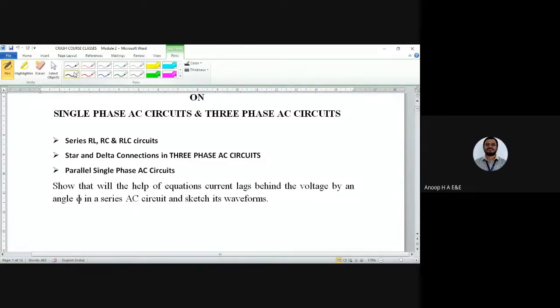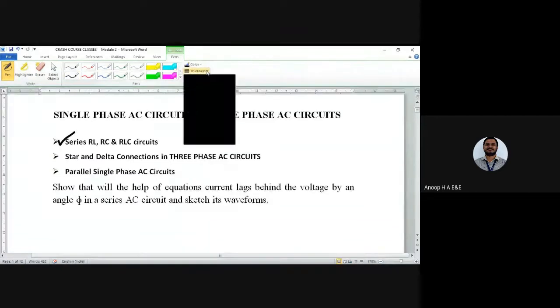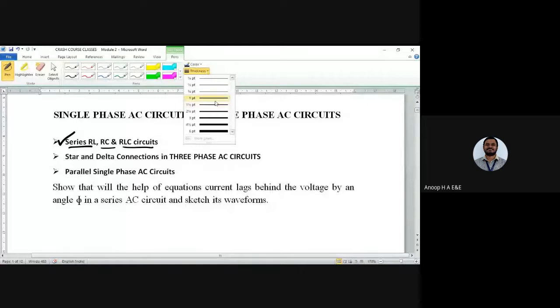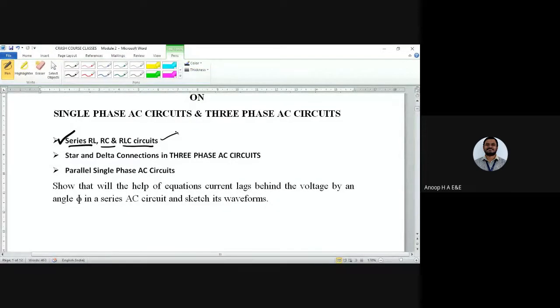Thank you. So what we are going to discuss in single phase and three phase AC circuits, I want you to make a note of it, because 95% of the problems that will occur in your semester end examination will be from the series circuits, that is series RL, RC and RLC circuits, which we are going to discuss in detail now. I want your complete attention before we move on to the numerical problems. Let us start with the first concept.